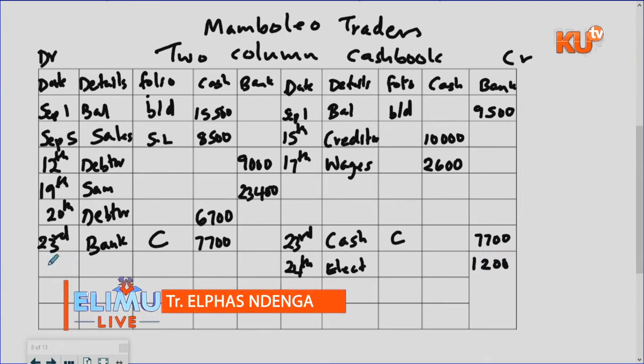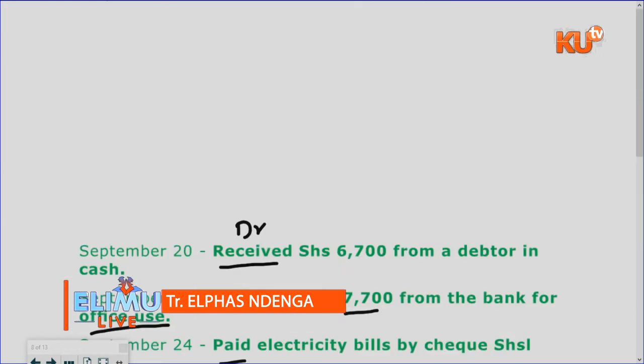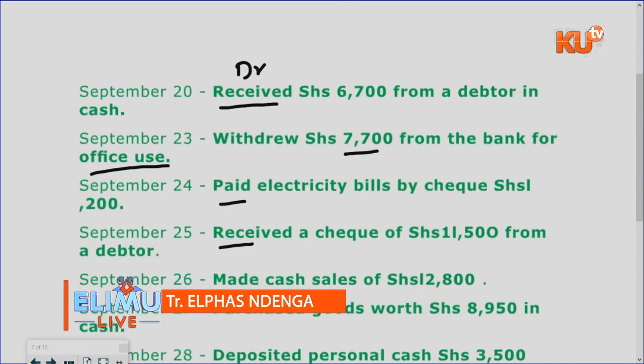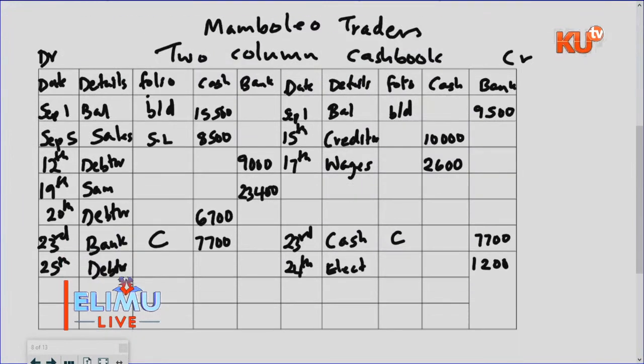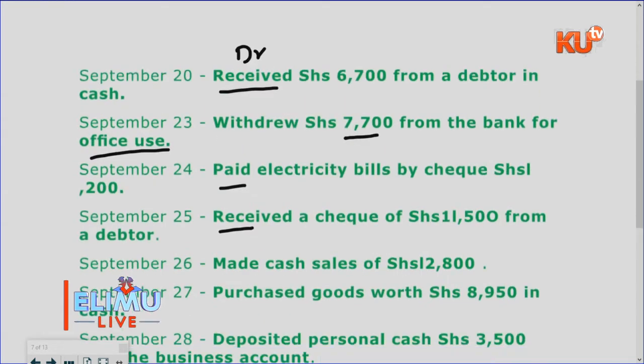Then now, next we are receiving, that is 25th. 25th is receiving from Adeta a check of how much? Received a check of 11,500. So we'll capture this one under bank, 11,500. Good. Let's now wind up, the next is 26th.